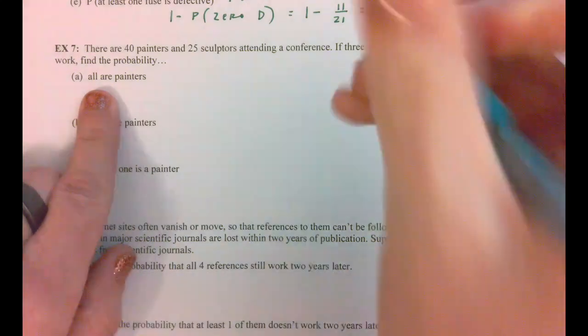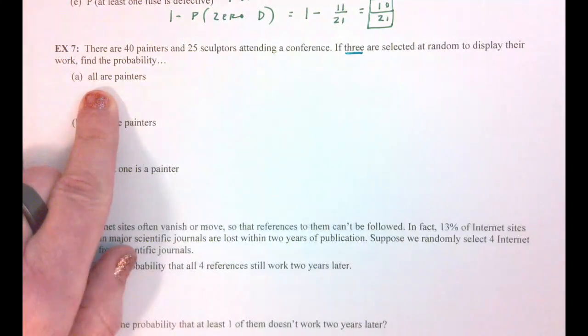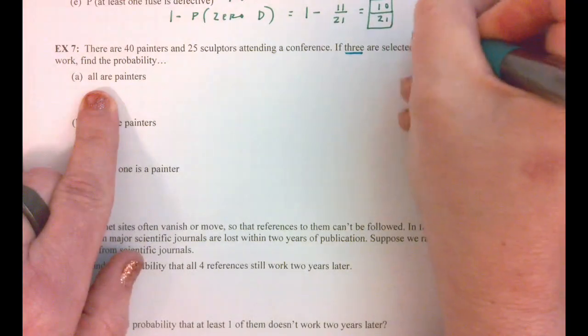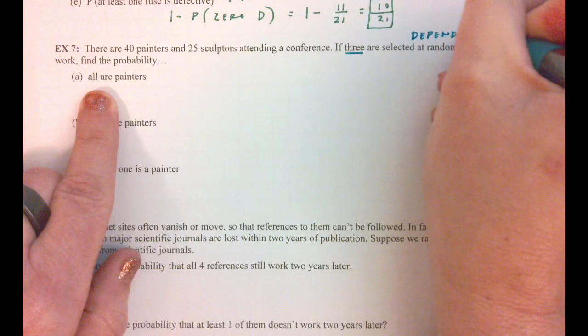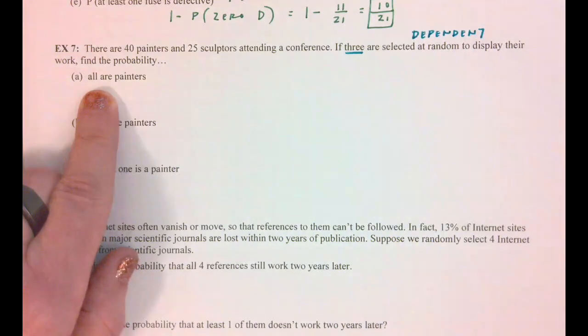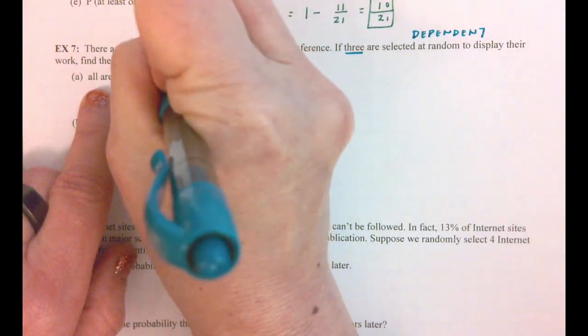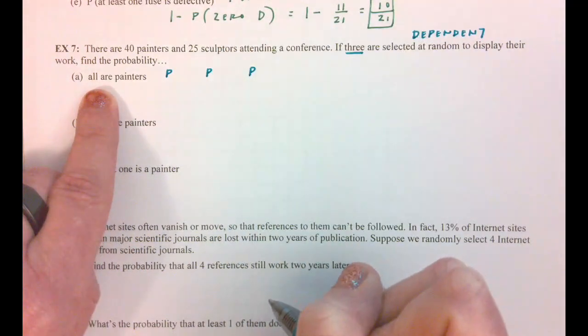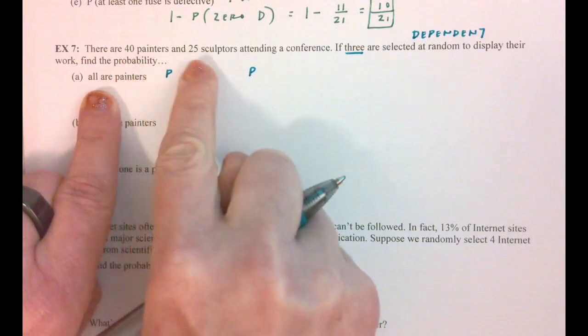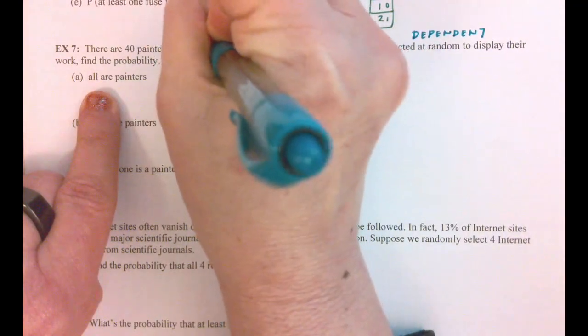Okay, so we're picking 3 at random. We're picking 3 different individuals, so this is a dependent situation. Right, I'm not picking the same person more than once. So I'm picking 3, and they are all painters. So I'm picking a painter, and then a painter. It's just good to keep in mind that we have 65 total artists in this scenario.